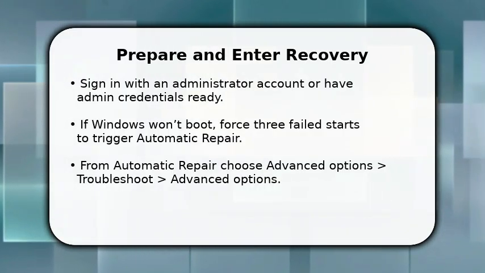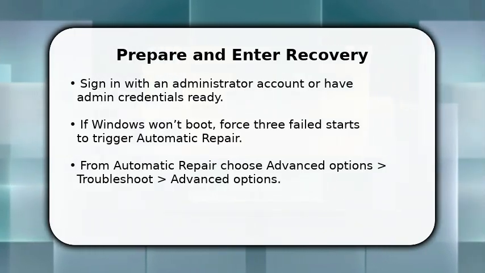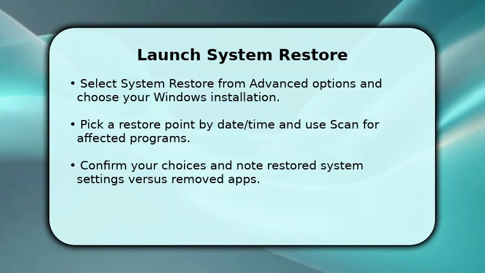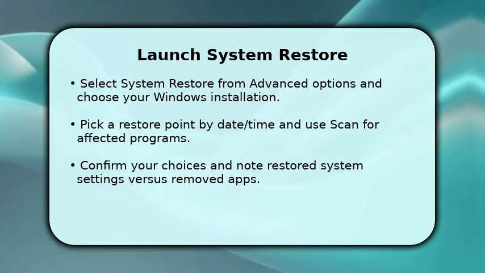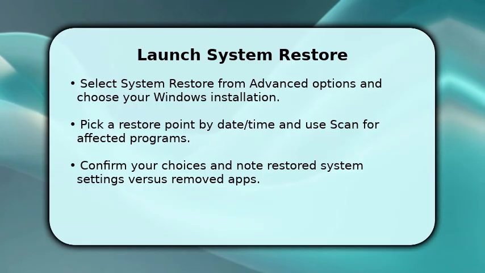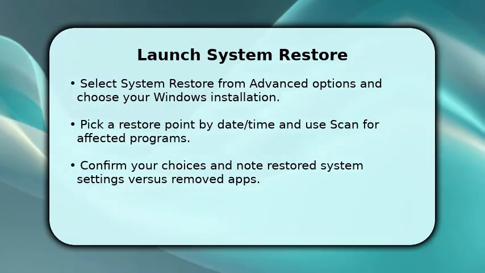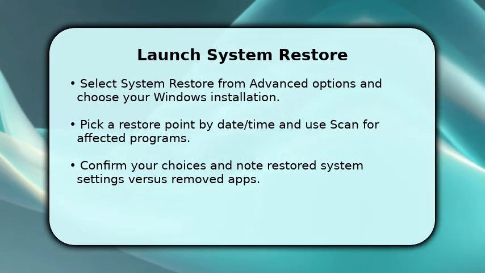Make sure to pick Troubleshoot then Advanced Options so you can access the only reliable restore flow. Once in Advanced Options, select System Restore and then choose the Windows installation to repair. You'll see a list of restore points. Pick one by date and time that predates the problem. Make sure to click Scan for affected programs so you understand which apps or drivers will be removed or restored.